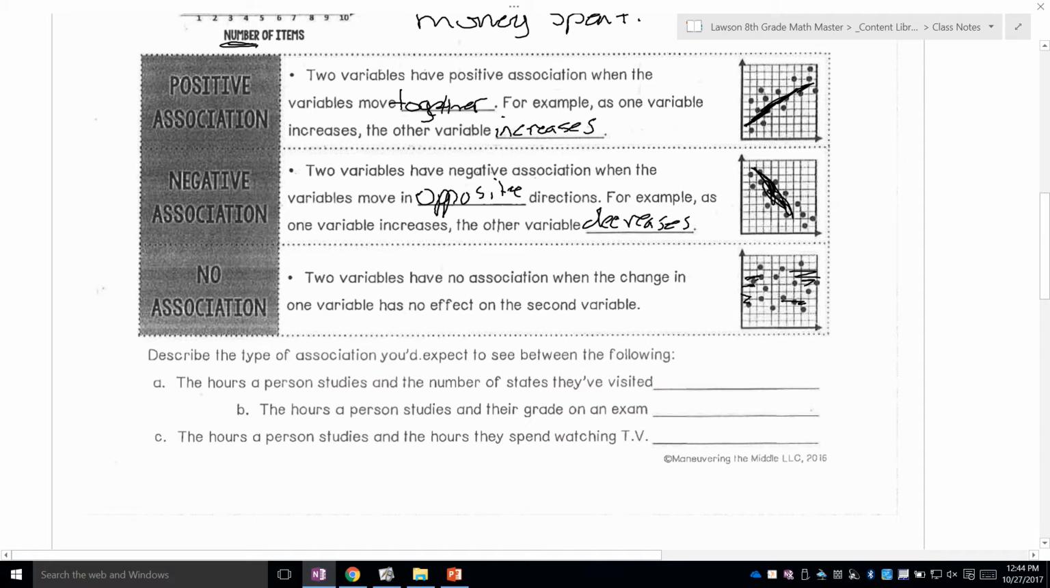Describe the type of association you'd expect to see between the following. A, the hours a person studies and the number of states they visited. Well, think about it. If you go home and you study and you study and you watch my videos and you look over the review, does that mean that you're going to go on vacation more, that you're going to just drive around and go to states? No, absolutely not. So over here we can write no association.